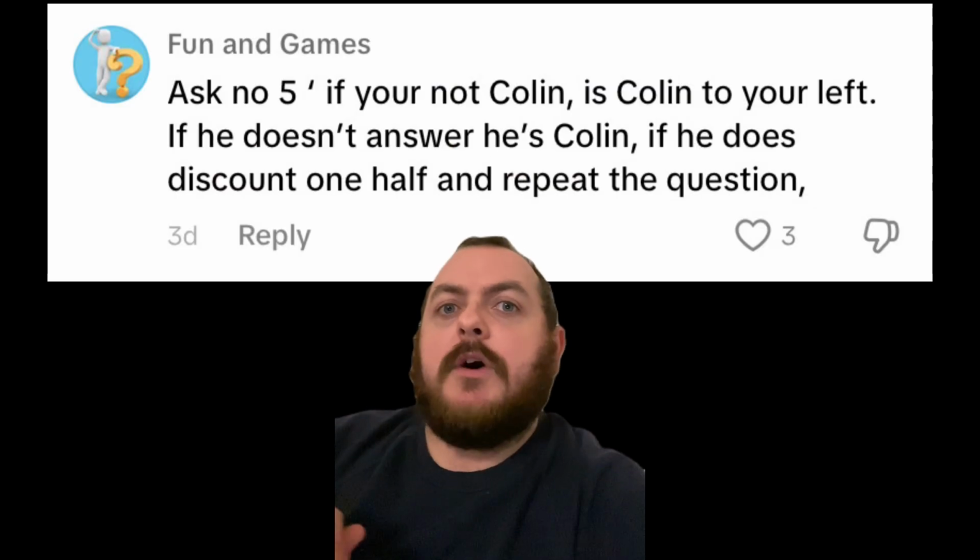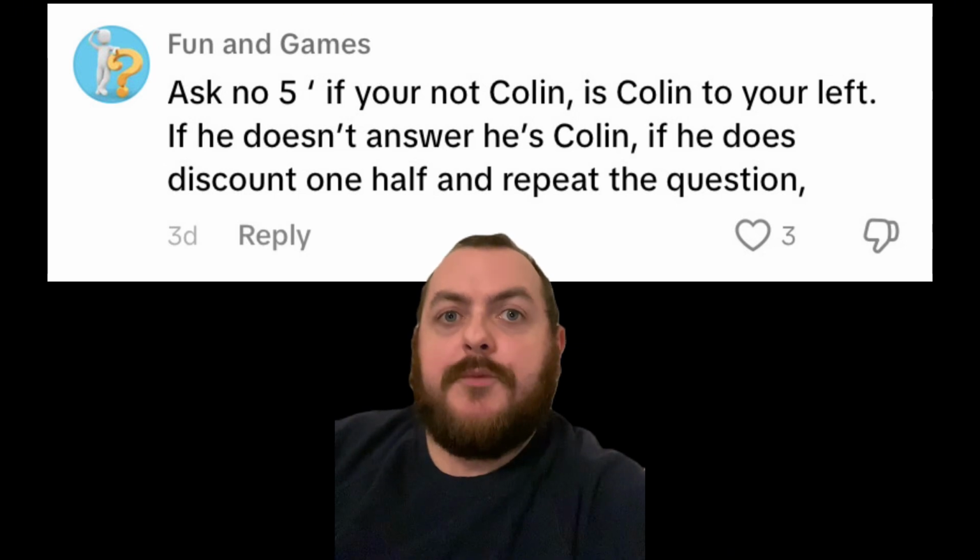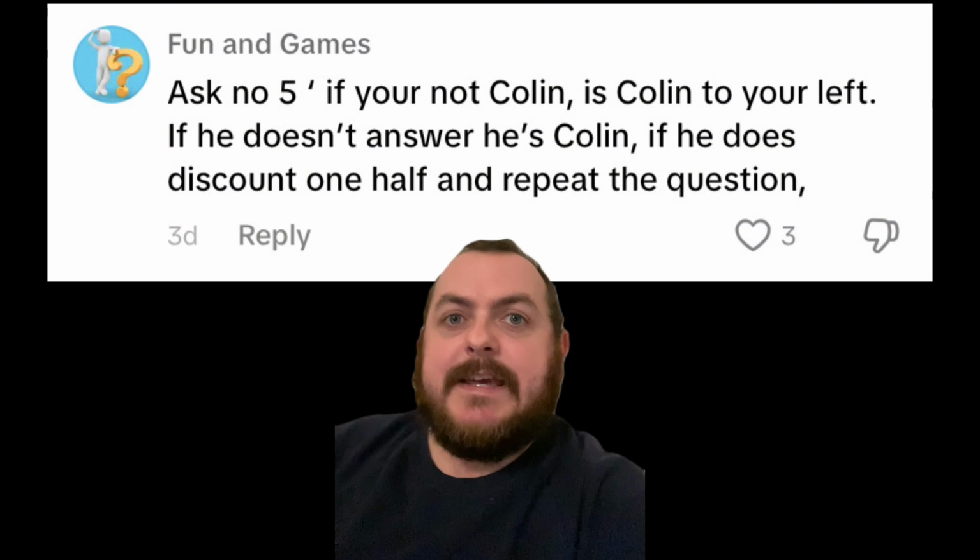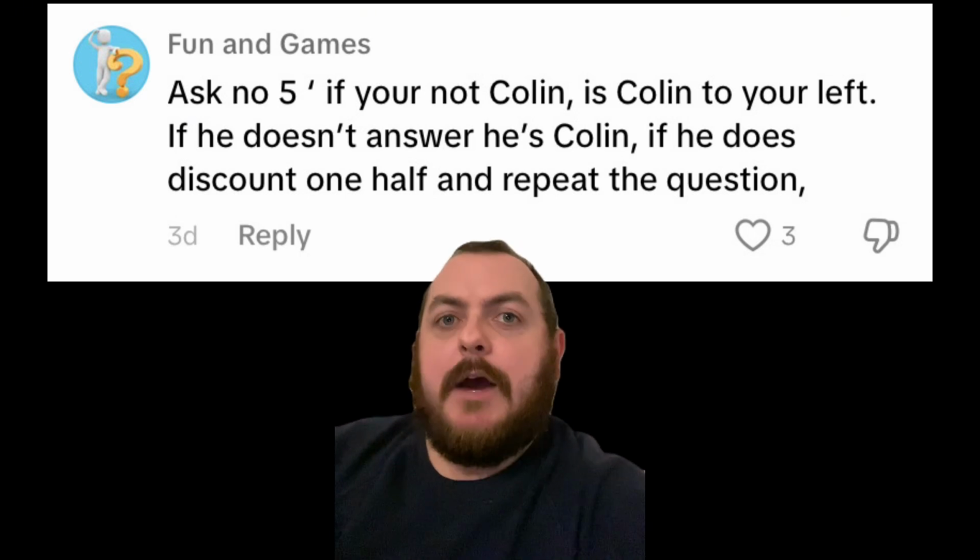Now if you think taking people out of the room is slightly cheating, someone commented a different way of doing it. And that is, if you line all 10 men up and you say to number 5, if you're not Colin, is Colin to your left? If he doesn't say anything, that means he's Colin. If he says no, you're left with 4 people, and with your last 2 questions you can work out who he is. And if he says yes, you're left with 5 people, because you can discount number 5 because he answered the question.